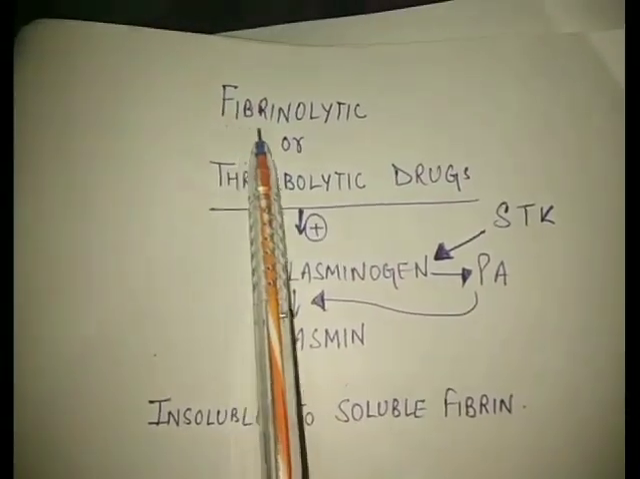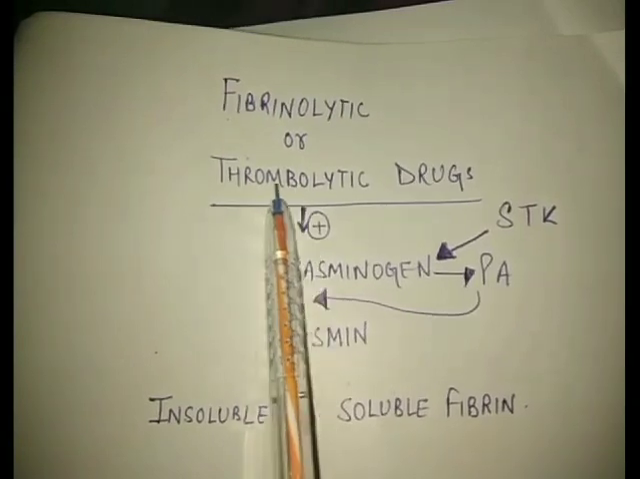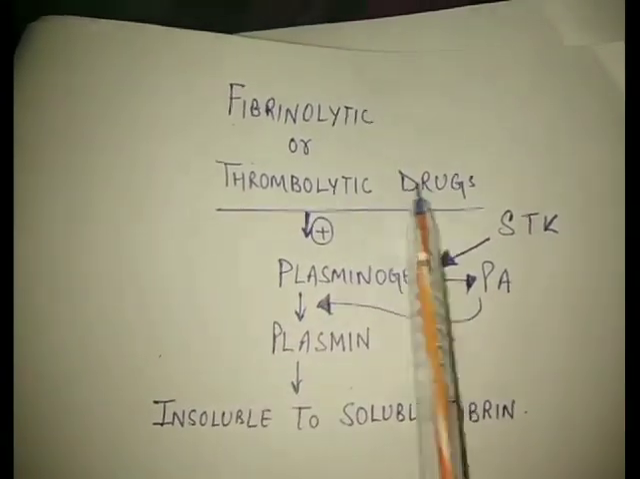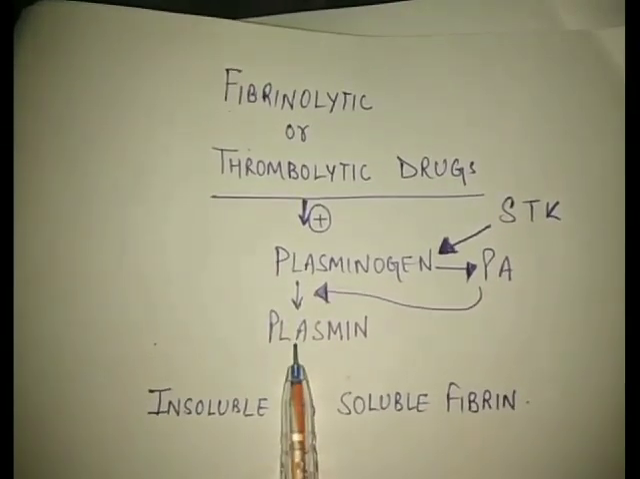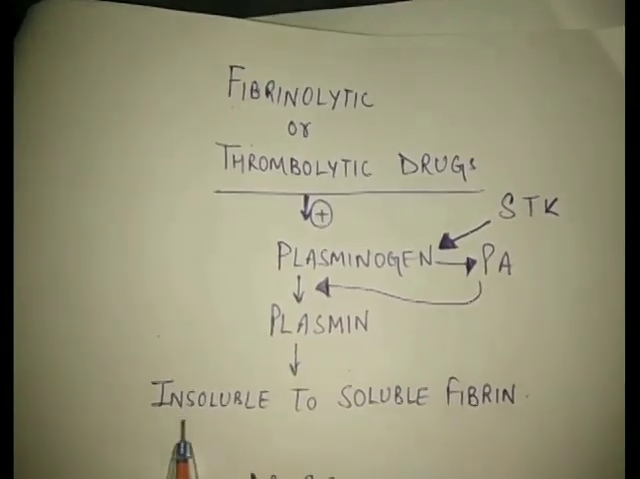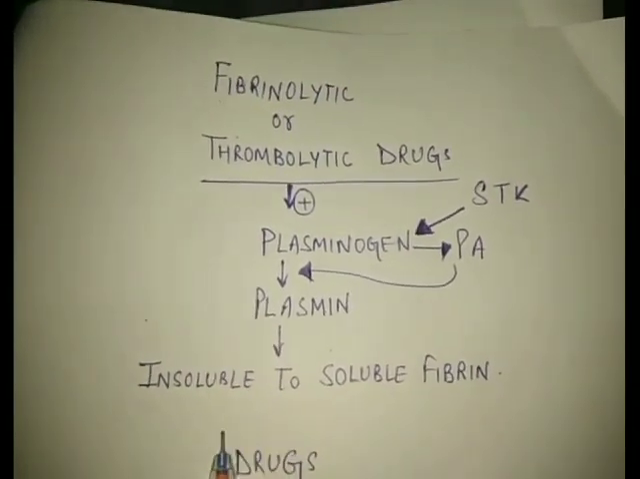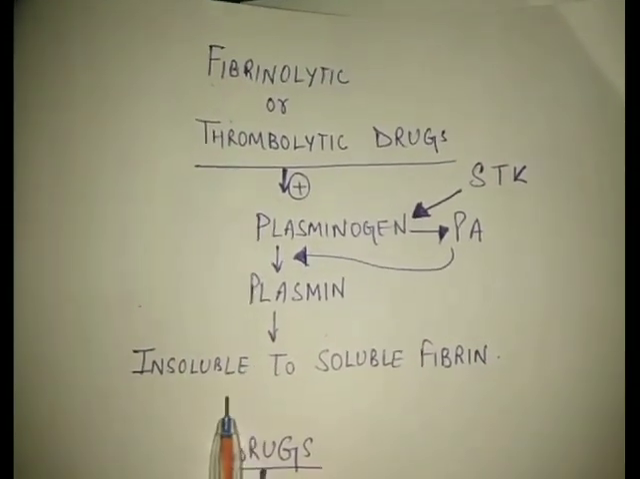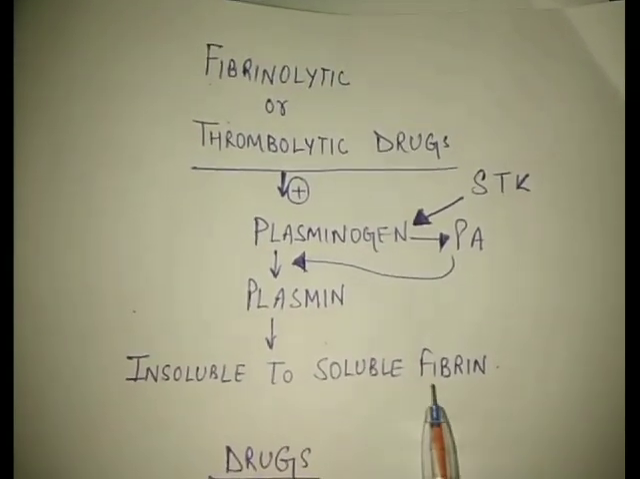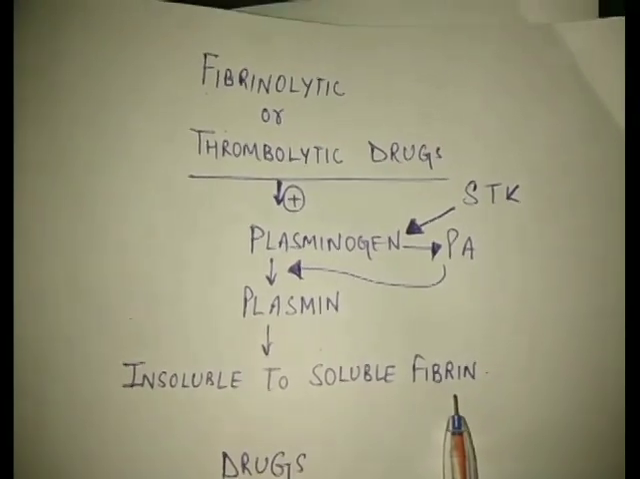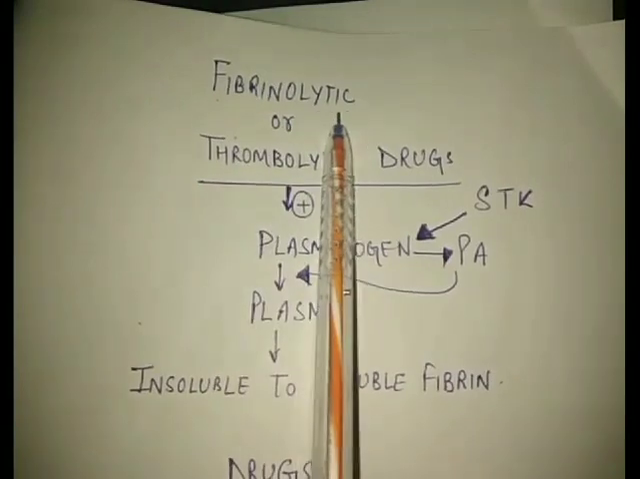Today we will discuss the fibrinolytic drug or thrombolytic drug. First we study the mechanism of action of this drug. This thrombolytic drug first stimulates the plasminogen and converts the plasminogen to plasmin, and this plasmin converts the insoluble fibrin to soluble fibrin. Insoluble fibrin is a very important component of the clot, and when insoluble fibrin converts into the soluble fibrin, the clot gets dissolved, and in this way they act as a thrombolytic drug or the fibrinolytic drug.